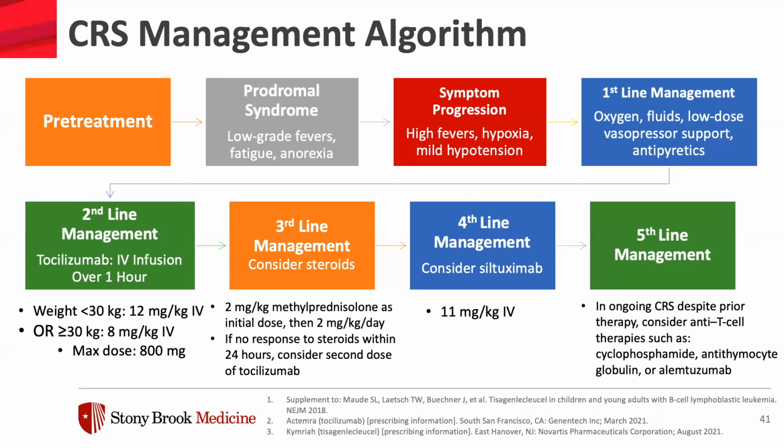And now if their picture tends to clinically worsen or just not get better, then we can consider siltuximab, which is a direct interleukin-6 inhibitor. And if that doesn't work, then we can go all the way up to consider anti-T cell therapies such as cyclophosphamide, antithymocyte globulin, or alemtuzumab. And those would, again, affect the efficacy of the CAR T cell therapy by being anti-T cell therapy. So that's why it's one of the last line managements for CRS.